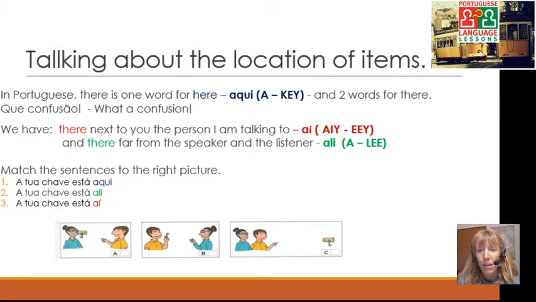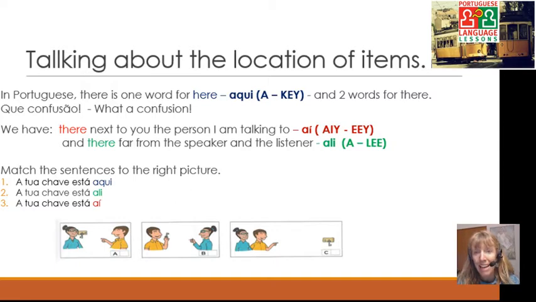If we're talking about the location of things, words for here and there, we've got 1 word for here, aqui, and 2 words for there. What a confusão. So we've got there next to the person I'm talking to, aí, and there far from the speaker and the listener, ali. So we can be much more specific in Portuguese about which there we're talking about.